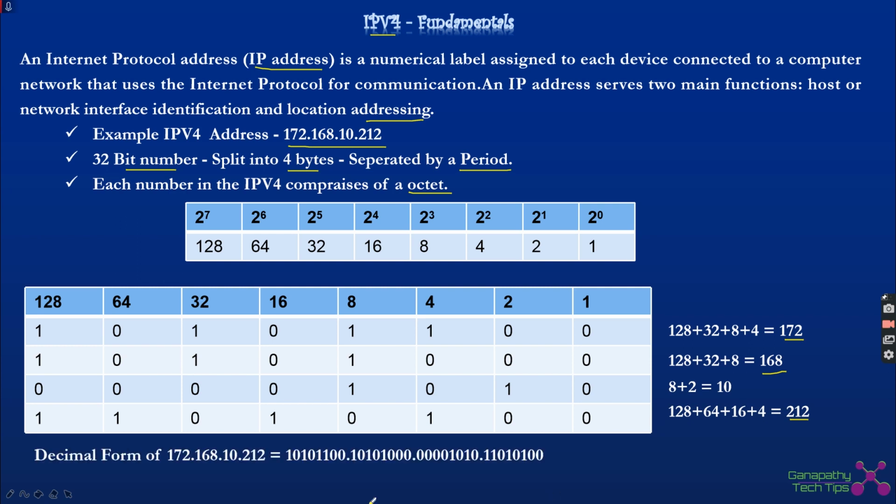So the decimal form of the typical IP address 172.168.10.212 can be represented in this way. This is how the typical IP address came about. Since the computer does everything in ones and zeros, we can represent it this way. These are the fundamentals of IP addresses, how we can frame them, and what is behind IP addresses.